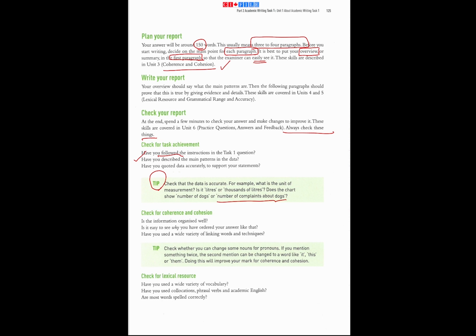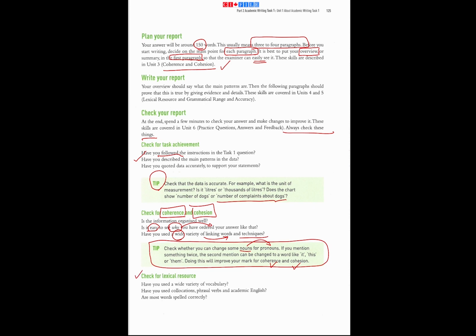Check for coherence and cohesion. Is the information organized well? Is it easy to see why you have ordered your answers like that? Have you used a wide variety of linking words and techniques? Here's the tip. Check whether you can change some nouns for pronouns. If you mention something twice, the second mention can be changed to a word like it, this, or them. Doing this will improve your mark for coherence and cohesion.